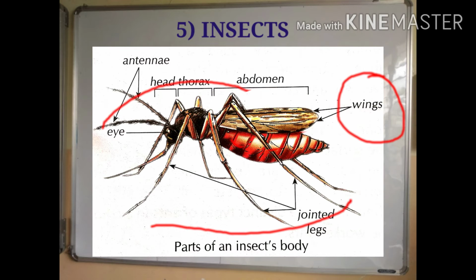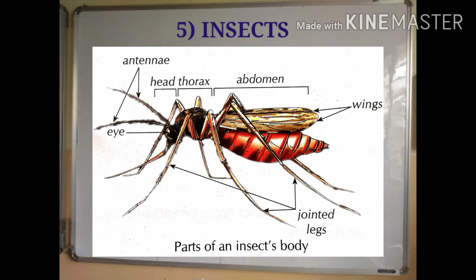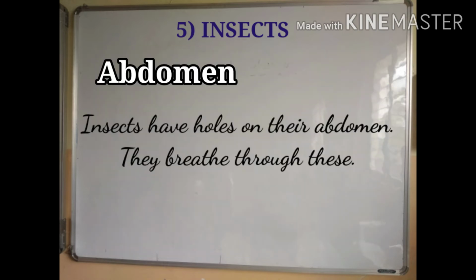3 pairs from this side and from this side. Joint legs are there and 4 wings, that is 2 pairs, are there. Okay. Now abdomen. Insects have holes on their abdomen. They breathe through these. Getting?